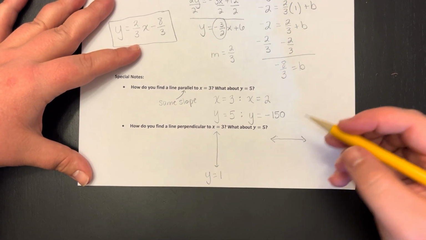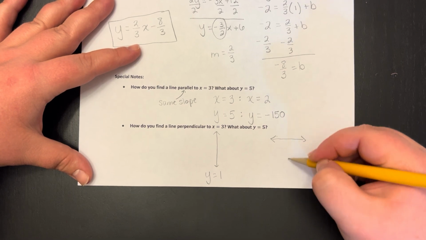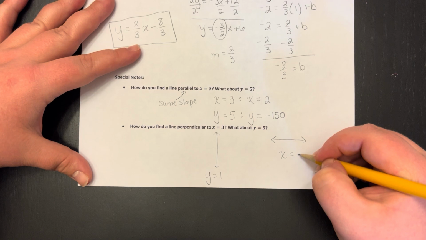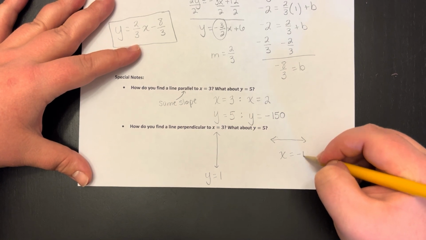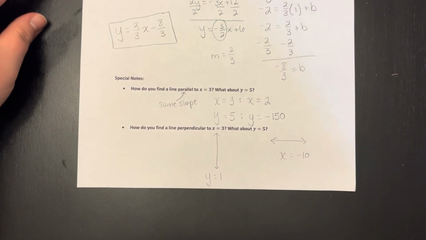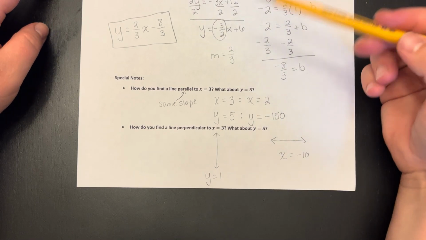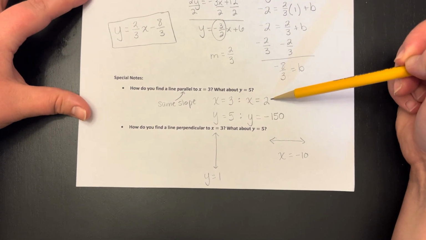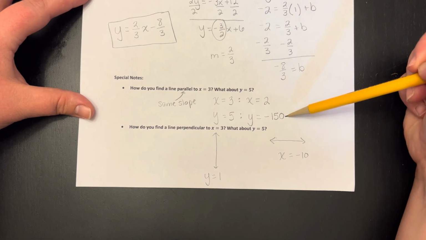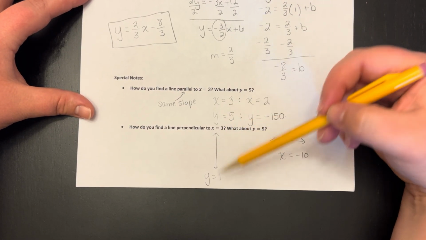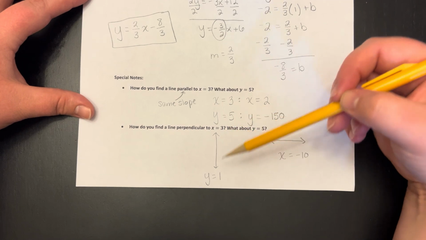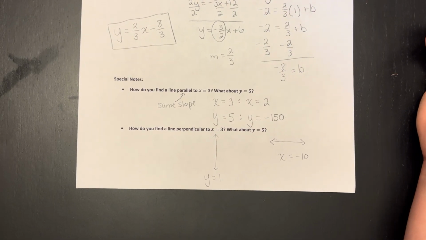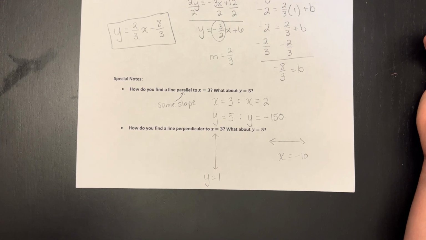And similarly, if I want something to be perpendicular to a line that's horizontal, I need a line that is vertical. So x equals a number would work. Let's pick -10. x equals -10 would be perpendicular. So again, parallel for x equals means you need another x equals line. For y equals, you need another y equals line. Perpendicular, you need the opposite. So if you have an x equals line, you need a y equals. If you have a y equals, you need an x equals. And that's it. That's how you work with parallel and perpendicular lines.